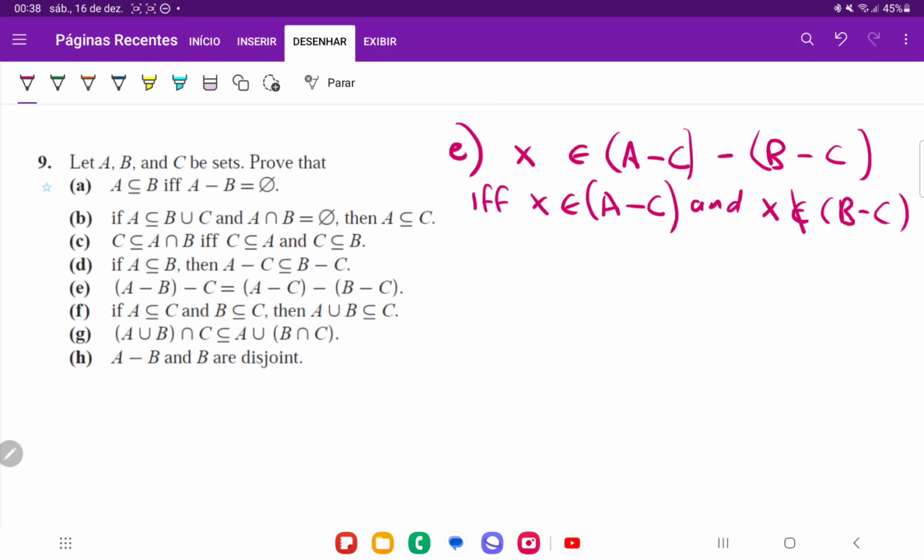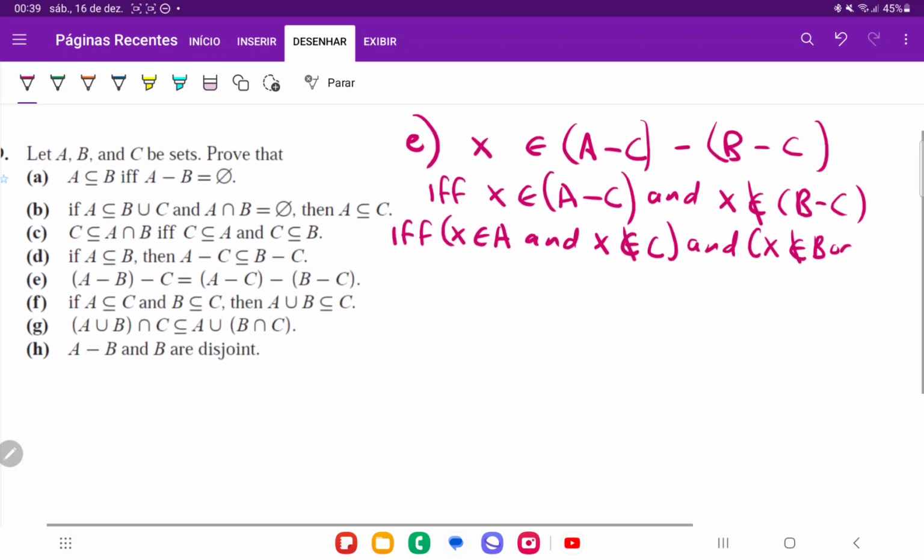So now we're going to expand this, and we're going to say if and only if X belongs to A and X does not belong to C, and if it is not the case that X belongs to B minus C, it means that X does not belong to B or X belongs to C. So, X belongs to A and X does not belong to C, and X does not belong to B or X belongs to C, right?